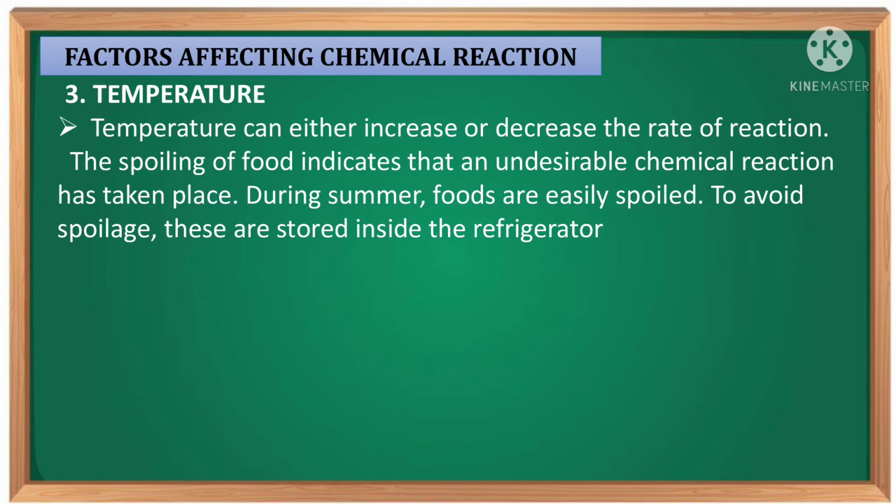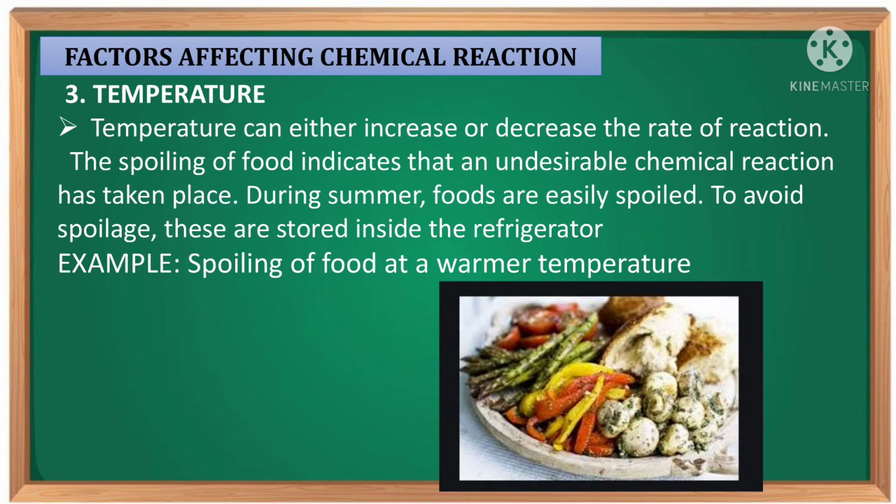The third factor is temperature. Temperature can either increase or decrease the rate of reaction. The spoiling of food indicates that an undesirable chemical reaction has taken place. During summer, foods are easily spoiled. To avoid spoilage, those are stored inside the refrigerator. And one example of it is the spoiling of food at a warmer temperature.